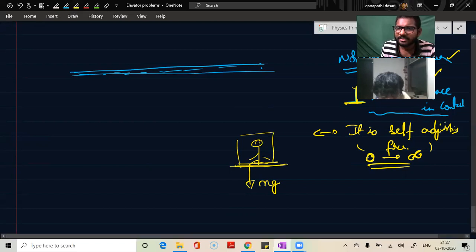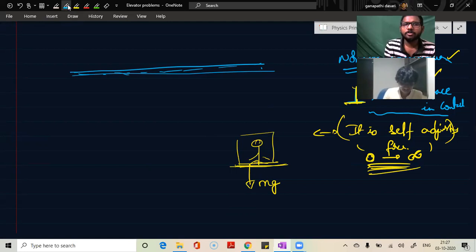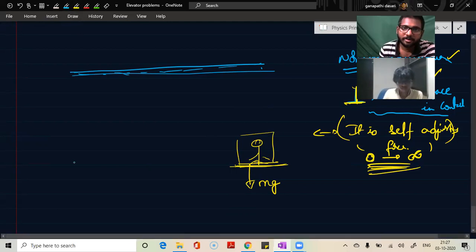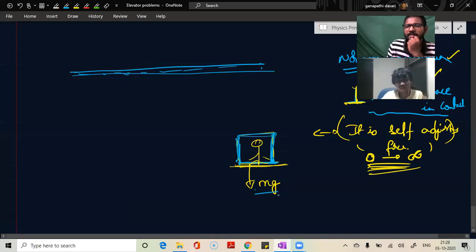Did you write this? It is self-adjusting force, 0 to infinity. Yes, sir. Try to understand this point carefully. What are the forces acting on you? You tell me. Gravity is a force, gravity is acting on you. What is the weight of the person? That is nothing but gravity, na? Okay, sir.